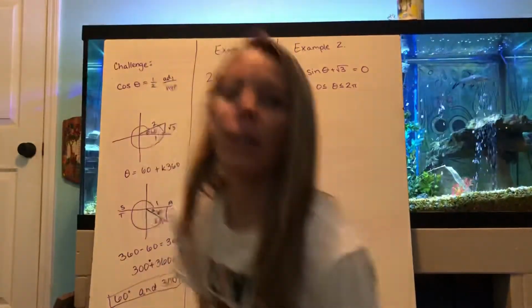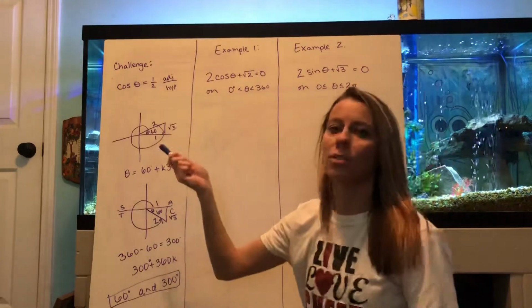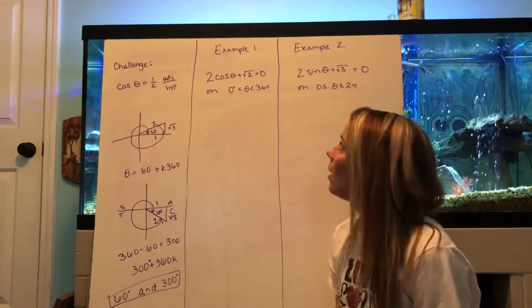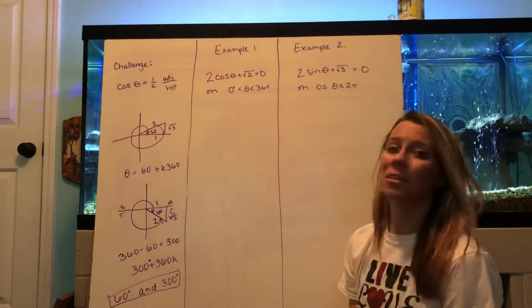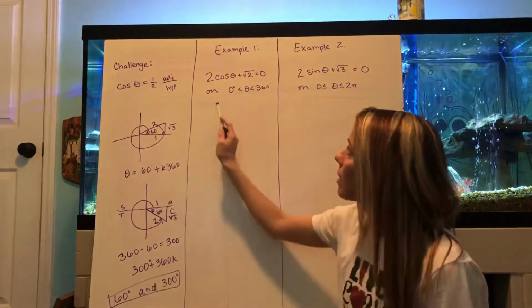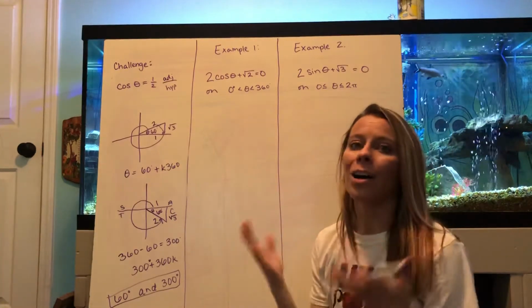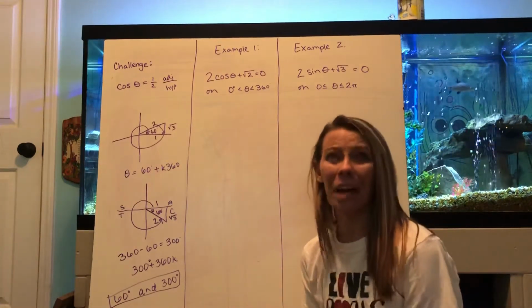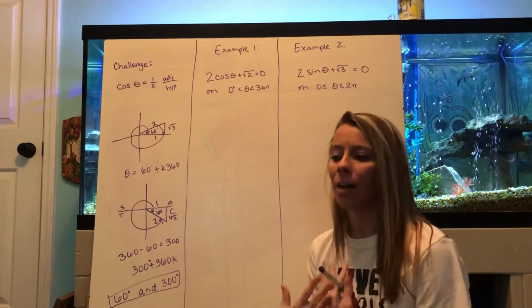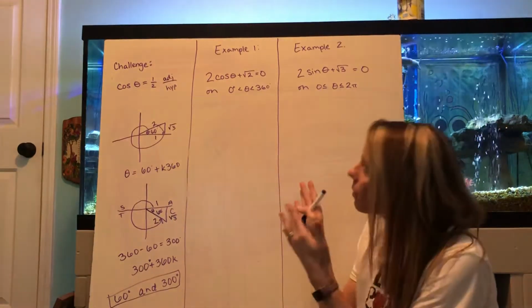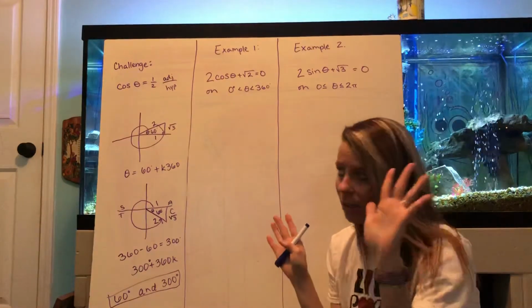Okay, so we are going to apply what we did in the cosine challenge to solve this equation: 2 cosine theta plus the square root of 2 equals 0. This time we have an interval from 0 to 360 degrees, which is nice because we don't have to think about every single possible answer like in the first one, because there were infinitely many answers. For this one, a limited number of answers, thank goodness.